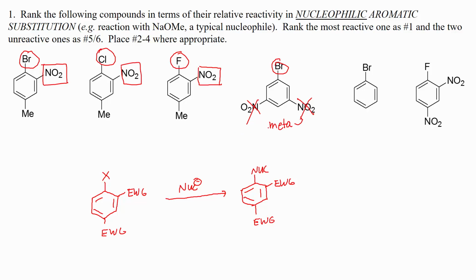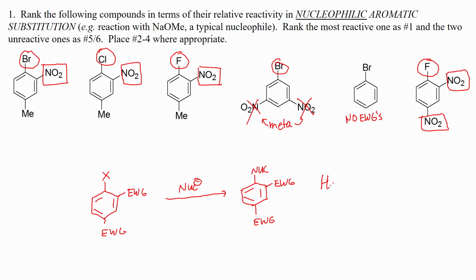Okay, so they don't help this reaction. All right, this has no EWGs, period, and this is halogen and 2 electron withdrawing groups, ortho para. Okay, all right. So we have to have the electron withdrawing groups, ortho para. The more we have, the better this reaction is.